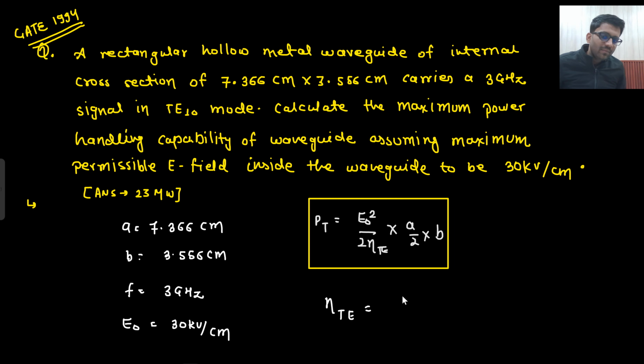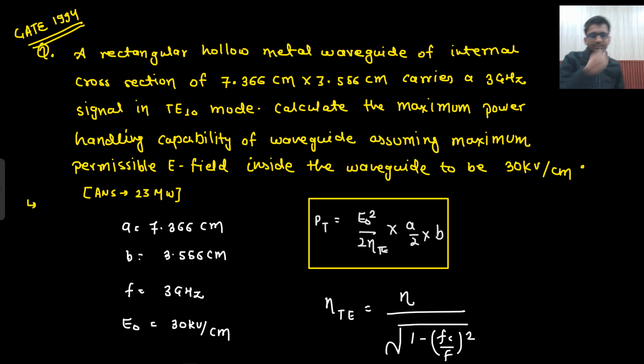For eta TM, what do you get? For eta TM, you need to stand by the TM, but here you do not need to since it is TE. So the formula is eta upon under root 1 minus FC by F whole square. Okay, so here you would require the value of FC as well. So what would be your FC? FC for TE10. Do you remember the formula directly?